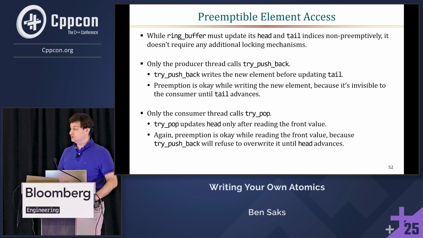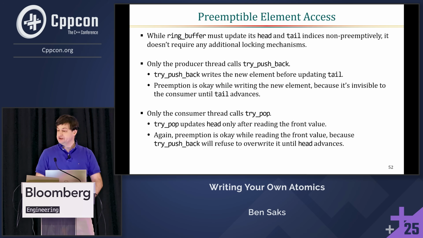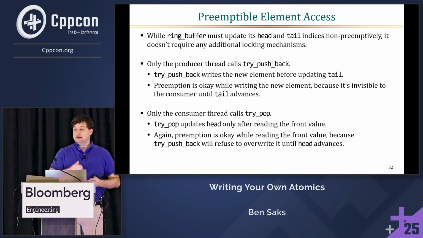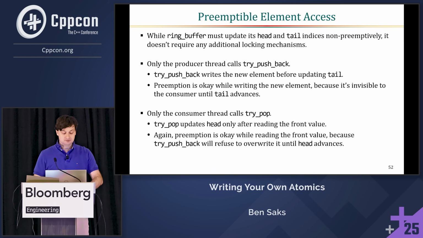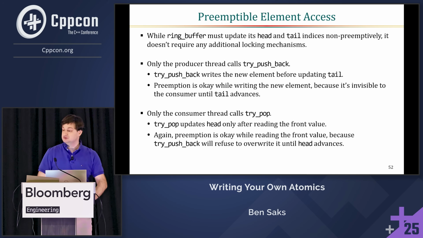And the same thing is true for try pop, only the consumer thread actually calls the try pop function. It updates head only after it's finished reading out the front value. If it's preempted in the middle of reading out the front value, that's okay, because until the head index moves forward, try pushback isn't going to be able to overwrite that element in the middle of the read, because it will see the queue as full until the head advances. So that's how that winds up working, and this is the kind of thinking that you do need to engage in when you are working with atomic objects.